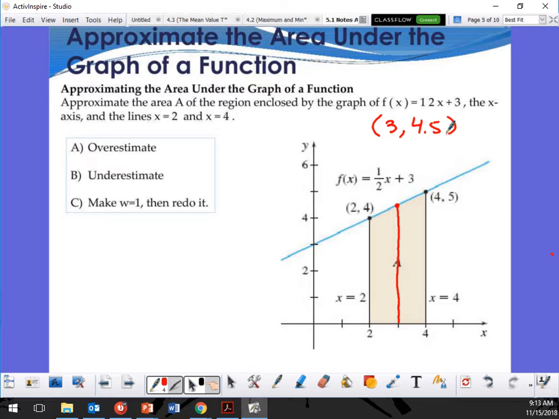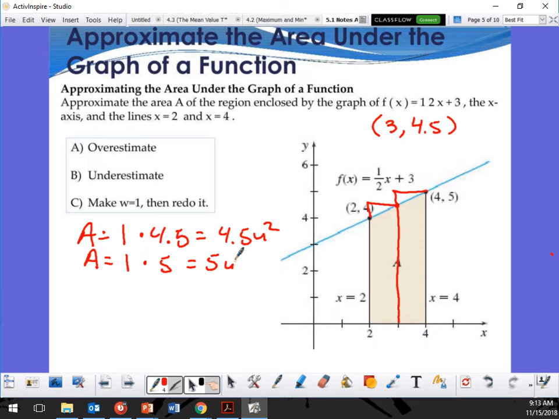So let's start with the overestimation. So I'm going to overestimate both of these. So it's going to be this, and it's going to be this, right? There's my overs. So my area would equal my width, which is 1, times my height. What's the height to that? 4.5. So it's going to be 4.5 units squared. Again, that's my next one. My width is 1 times what's the height of my second box? 5. So together, I come up with 9.5 units squared. Okay. So there's an over.